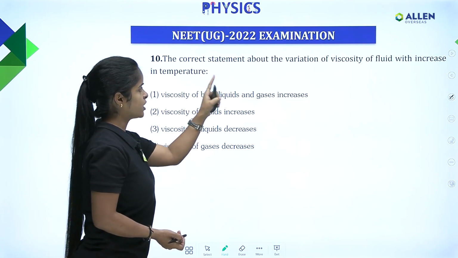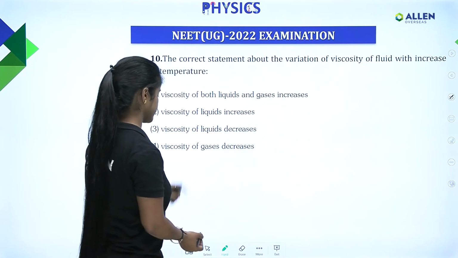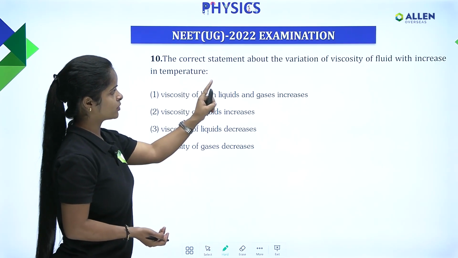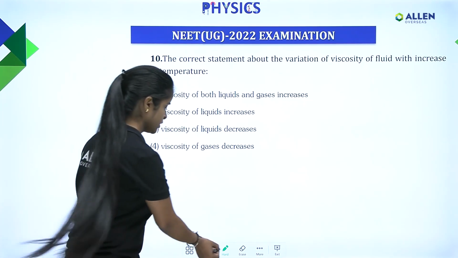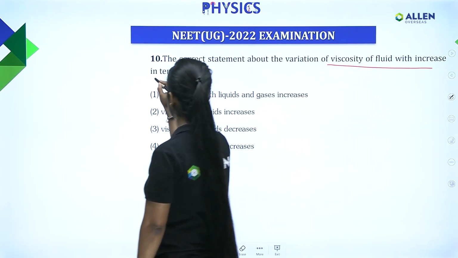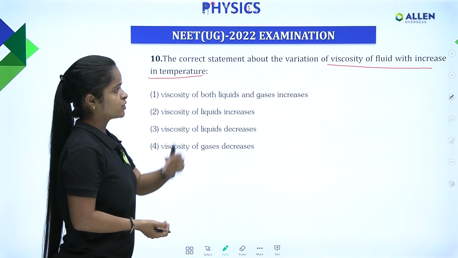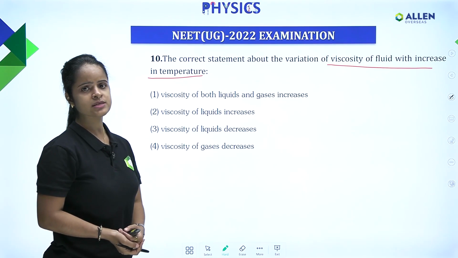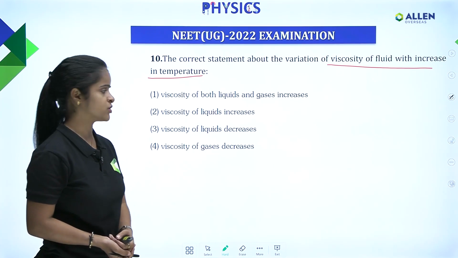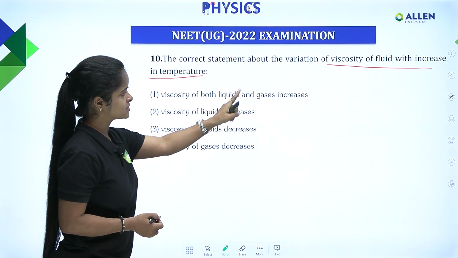So the correct statement about the variation of viscosity of fluid with increase in temperature. Here, you have to write the correct statement about the variation of viscosity of fluid. The main thing that you have to focus on here is viscosity of fluid with increase of temperature. And as it is known to everyone, in case of fluid, viscosity of liquid decreases with increase of temperature. At the same time, viscosity of gases increases with increase of temperature. But here, let's read what is written here. Viscosity of both liquid and gases increases.